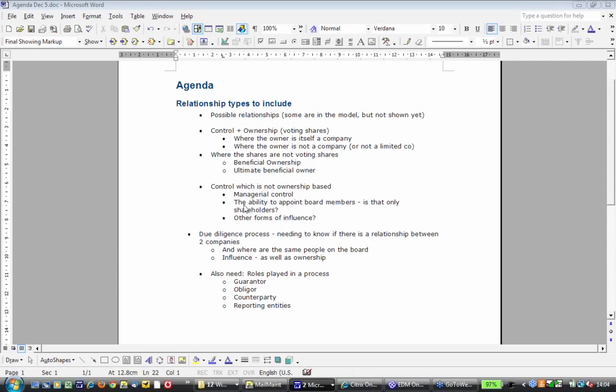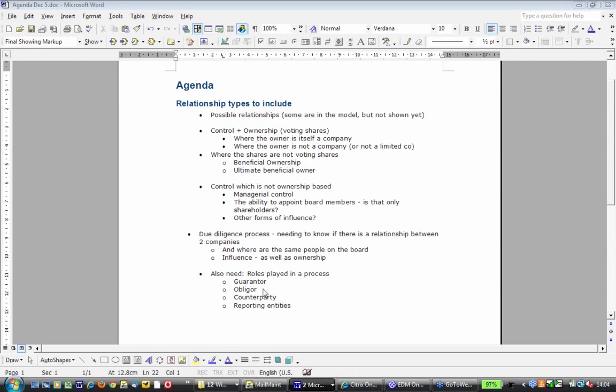Part of that, of course, is the ability to appoint board members, which, as far as we can make out, does follow from ownership of voting shares, because it's those votes that give you the ability at the AGM to appoint board members. Then we talked about influence, what other kinds of influence exist that people need to do due diligence on. And then there's some other interesting ones, like where there's some relationship, such as where there are the same people on the board of different companies. Not sure how to model that, so I'd like to get to the bottom of that a little bit as well. And other forms of influence.